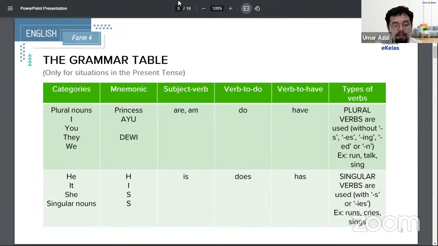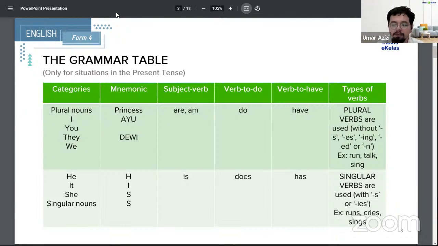Now, for the second one, he, it, she are singular nouns, and the mnemonic device here is HISS. Remember that he, it, she are singular nouns, and whenever we use this, the subject-verb relationship is used with is. He is, it is, she is. And the forms in which do and have come into this sentence would then be does and has. Whenever we have the singular nouns he, it, and she, you use them with does and has. Okay? So it's never he have, it's he has.